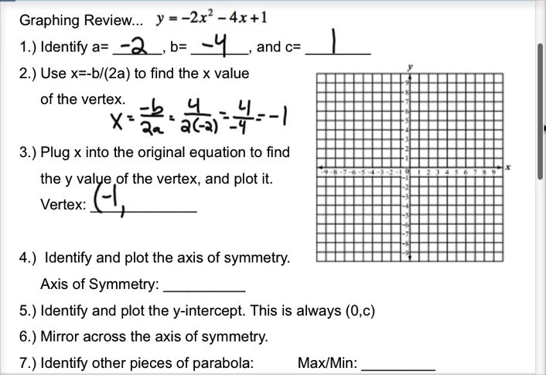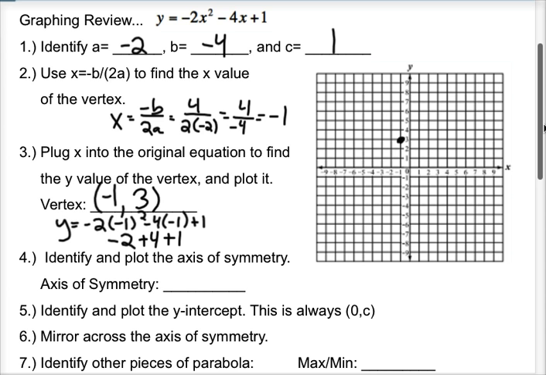Now to find the y value of our vertex, remember we're plugging that back in to the original equation. Now, we have to be extremely careful with our signs here. So for that first term, negative 1 squared is a positive 1, but when you times that by negative 2, you actually end up getting a negative 2. Negative 4 times negative 1 is a positive 4, and then plus 1. So we have negative 2 plus 4 plus 1, or that's going to give us a 3. So our vertex is at negative 1, 3, or right there.